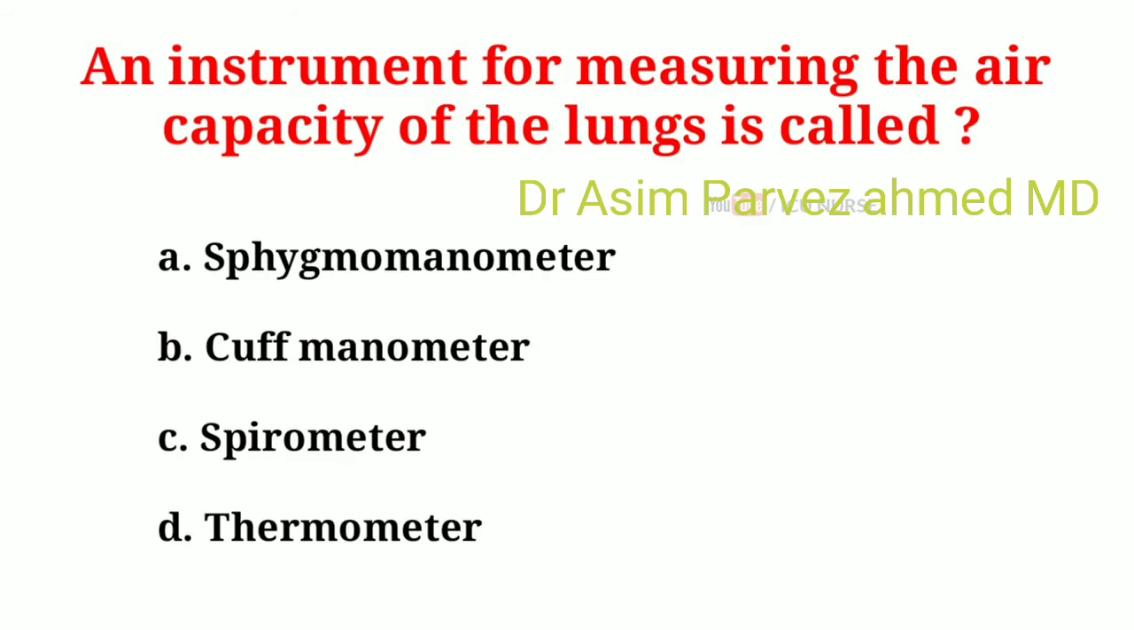An instrument for measuring the air capacity of the lungs is called A. Sphygmomanometer, B. Cuff manometer, C. Spirometer, D. Thermometer. And the correct answer is C. Spirometer.